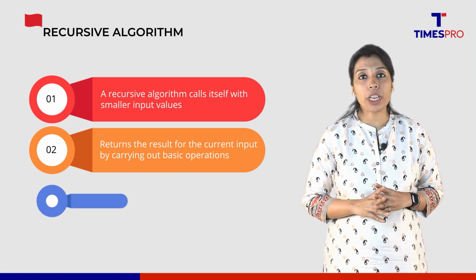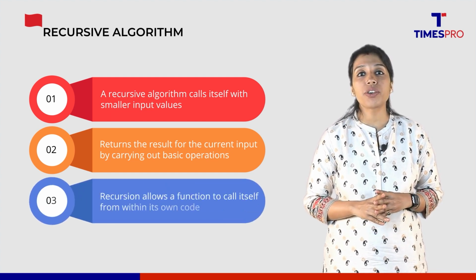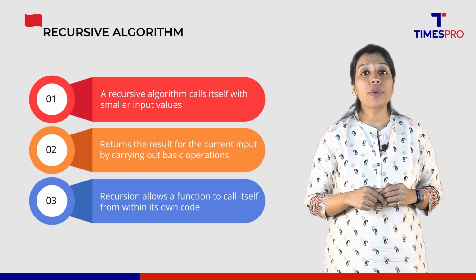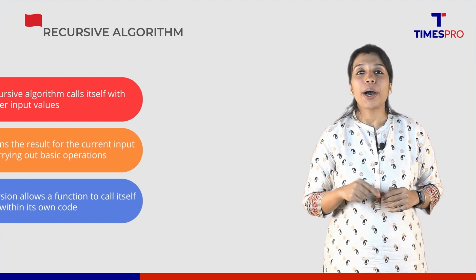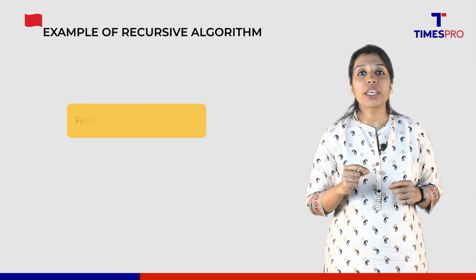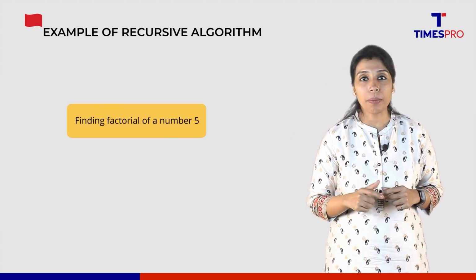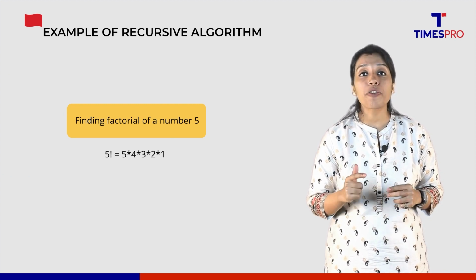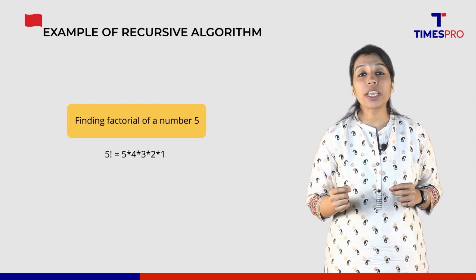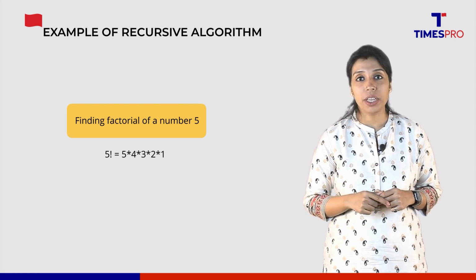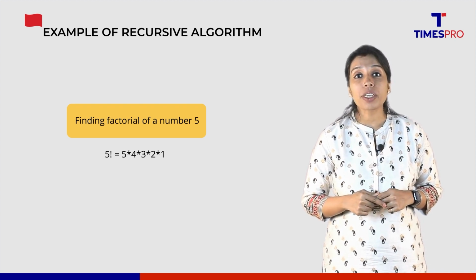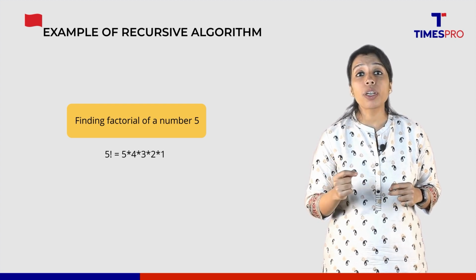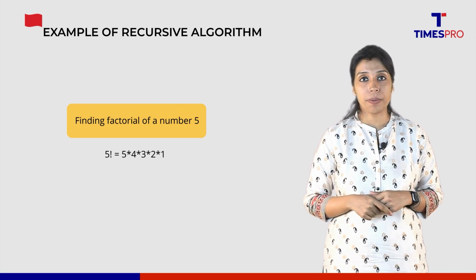Most of the computer programming languages support recursion by allowing a function to call itself from within its own code. A basic example of recursion is finding the factorial of a number. For example, 5 factorial is 5 multiplied by 4, 3, 2 and 1. So, the factorial function calls itself again and again with a smaller input size.